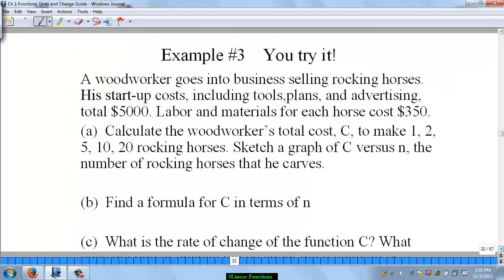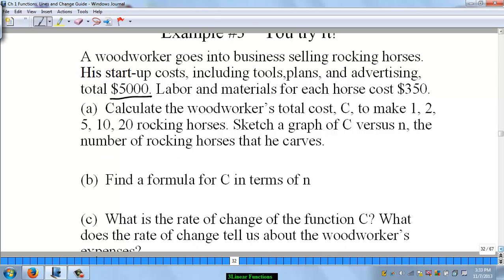Example number 3. A woodworker goes into business selling rocking horses. His startup costs, including tools, plans, and advertising, total $5,000. Labor and materials for each horse cost $350. So we want to calculate the woodworker's cost to make 1, 2, 5, 10, 20 rocking horses, and we're going to sketch it. But before we do that, let's find a formula for this cost.